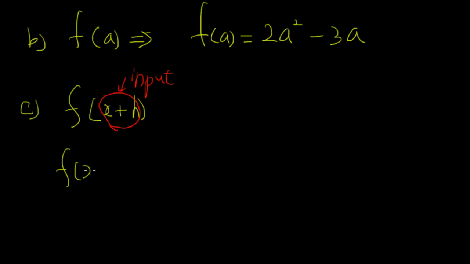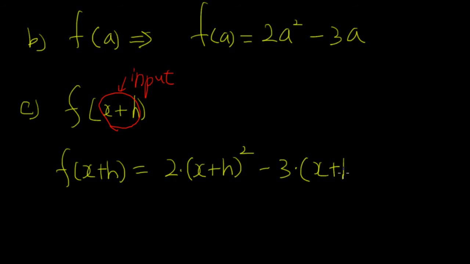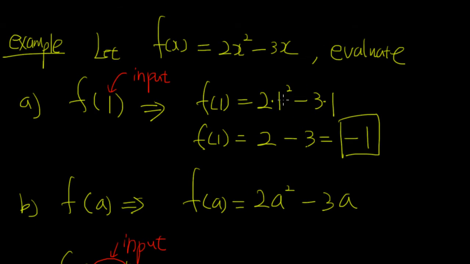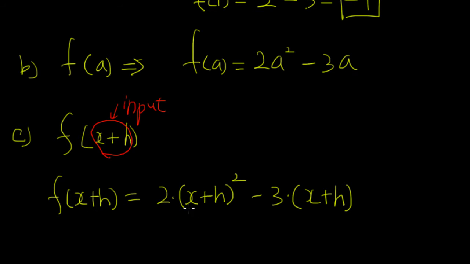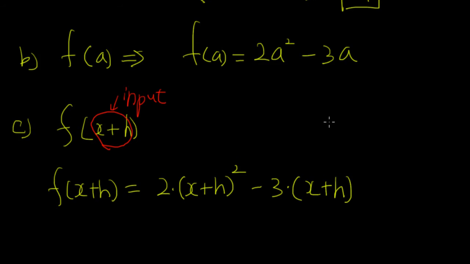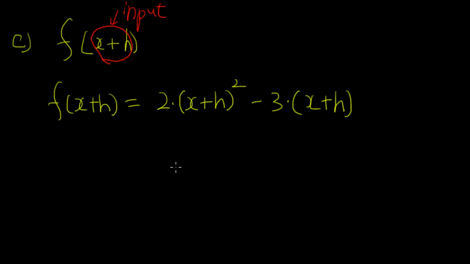So f of x plus h means 2 times what used to be x squared, now becomes x plus h squared, minus 3 times what used to be x, now becomes x plus h. Right? Think about it. What was our original x? Original f of x, this. Now we're replacing that x by x plus h. That's all we are doing.